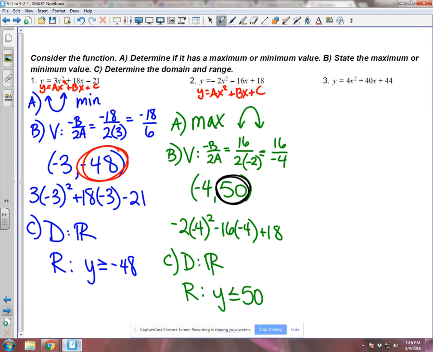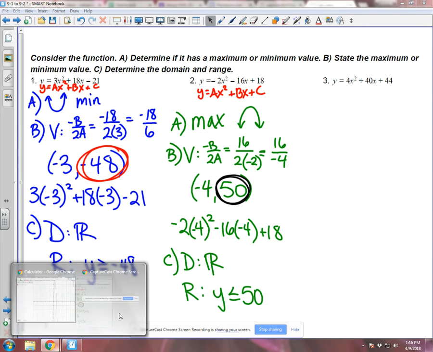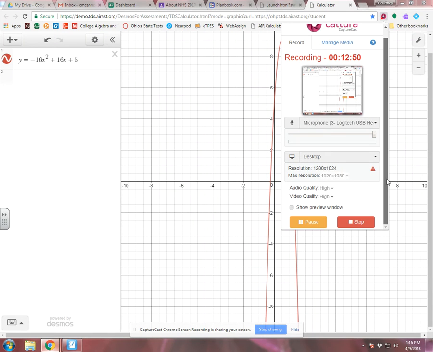You got it. Okay, folks, I want you guys to try number 3 on your own. The whole thing. A, B, and C. Go ahead and try that on your own. All right, folks, so I hope that you wrote standard form underneath here.